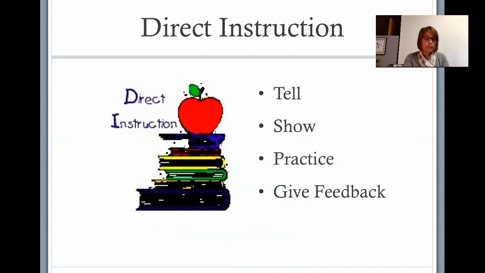An easy way to remember the steps are tell, show, practice, give feedback. Tell the student exactly what the rule is, what and how you want them to do something. Show them through modeling and demonstration. Have them practice with guidance and then independently. And give them feedback, positive acknowledgement as well as corrective feedback or reteaching.